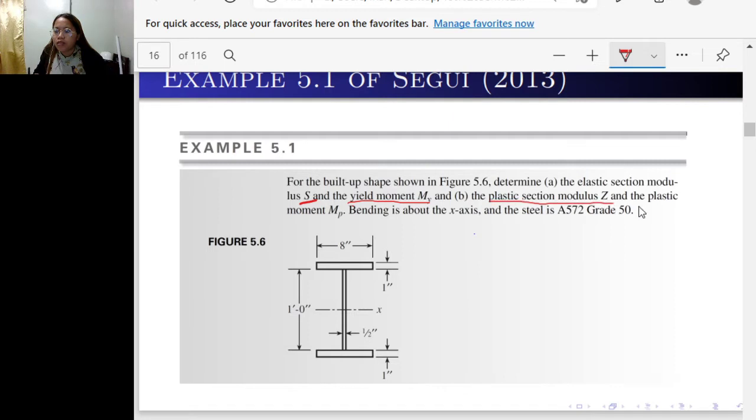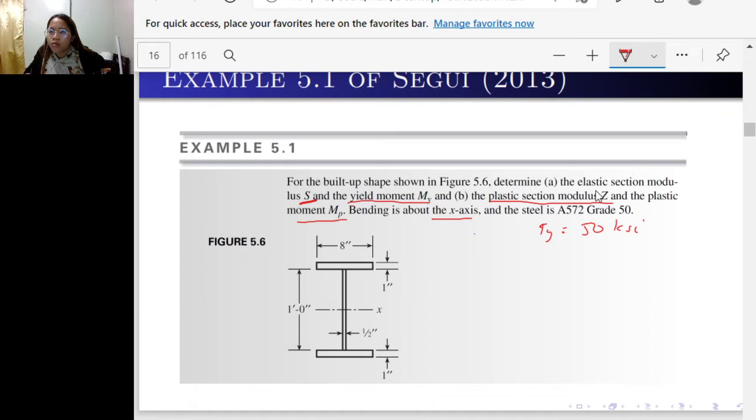For B, plastic section modulus Z and the plastic moment M sub P. Bending is about the x-axis, so your axis is x, about the x-axis. The steel is A572 grade 50. So meaning grade 50, your F sub Y is equal to 50 KSI.